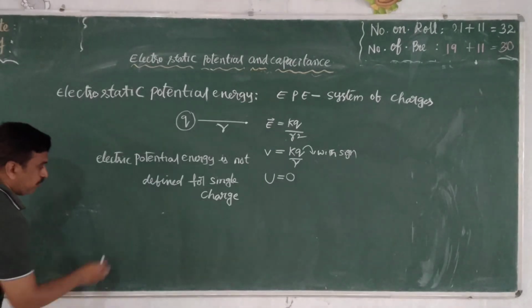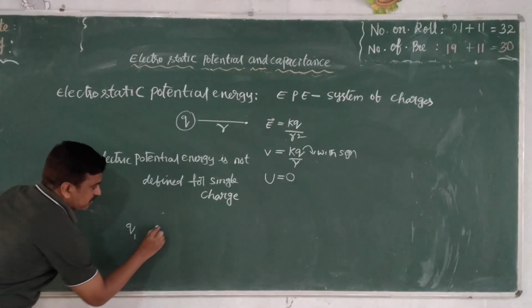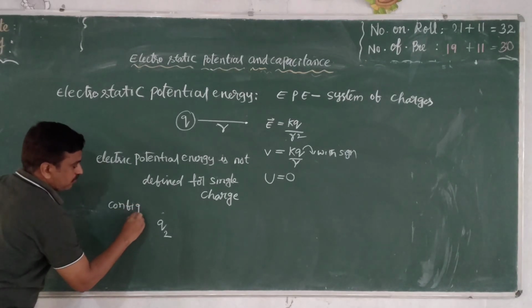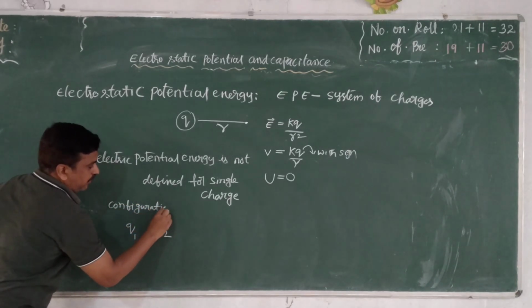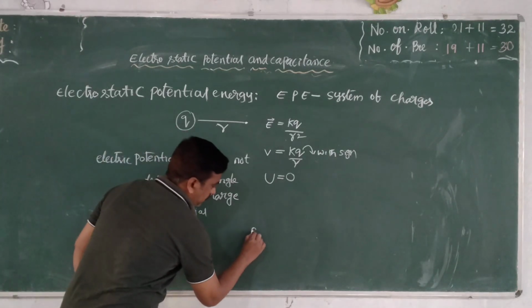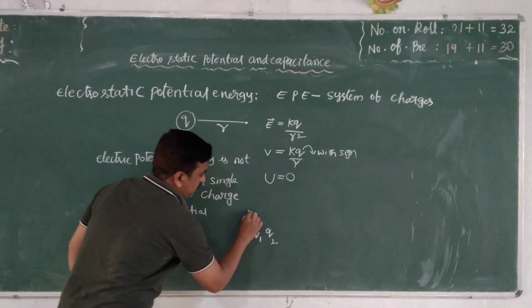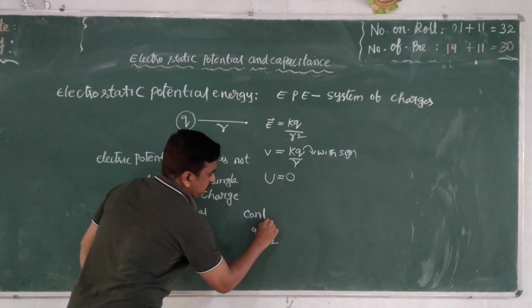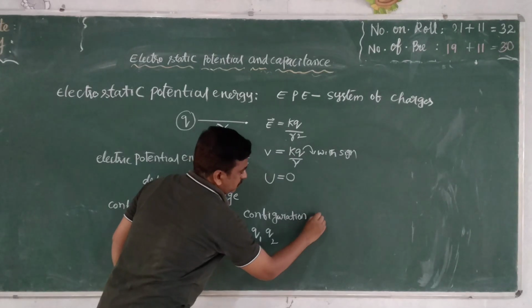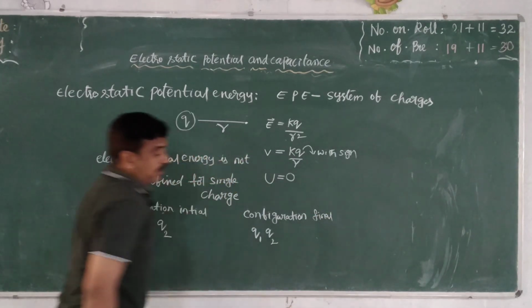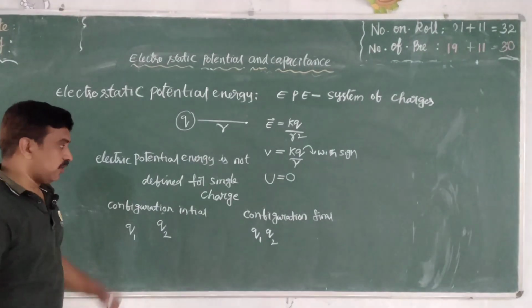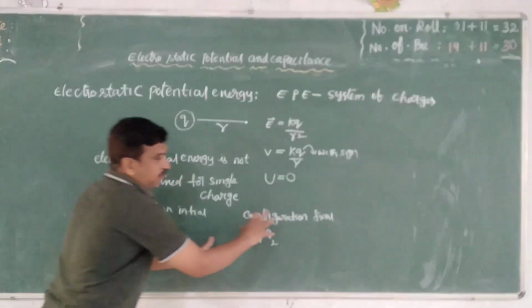For example, here we can take two configurations. This is one initial configuration, and this is the final configuration. Two charges are there. Here it is the initial configuration and the final configuration.